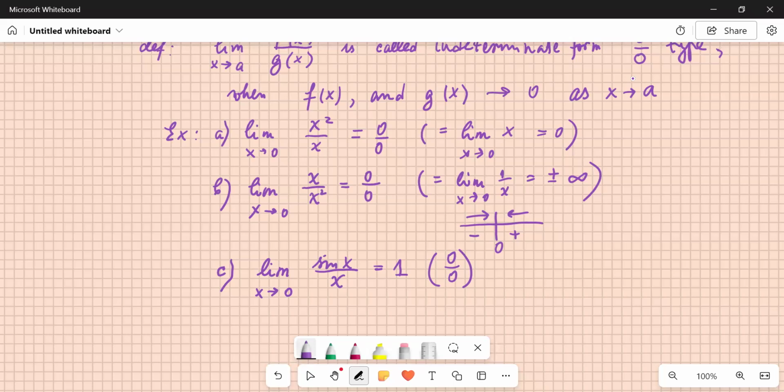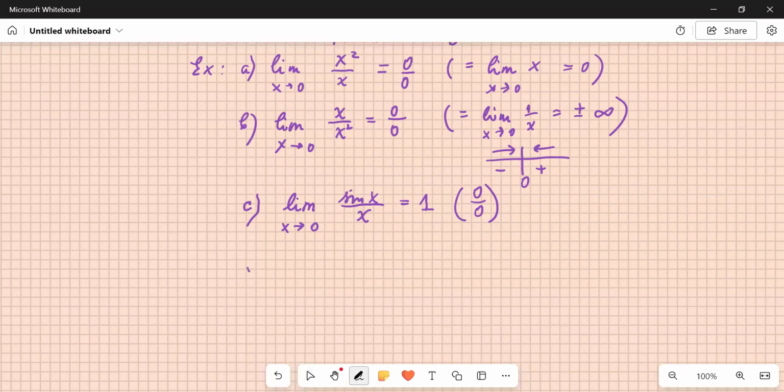These three indeterminate forms were easy to simplify and find out what the result is. But what if we have a question looking like this? What is going to be the limit of ln of x over x minus 1, and x is going to approach 1?